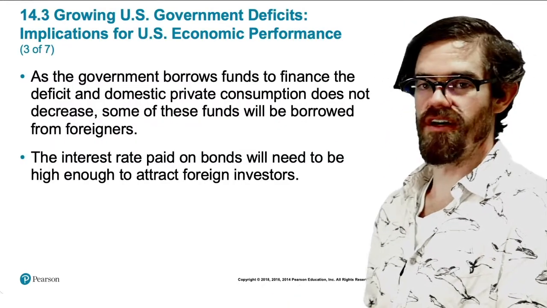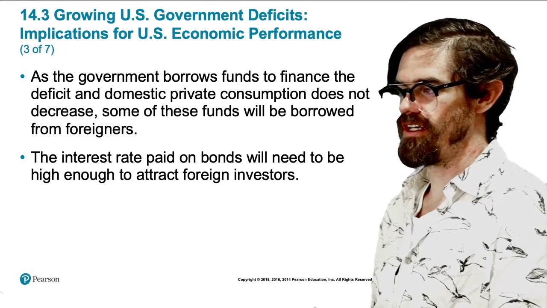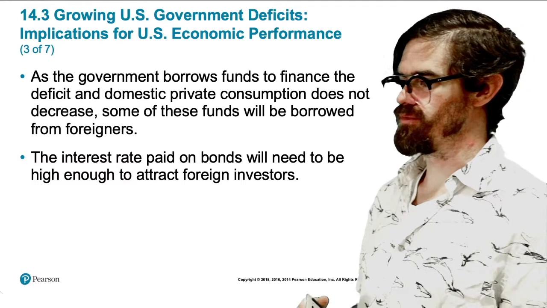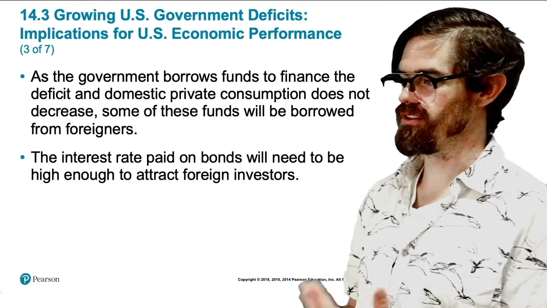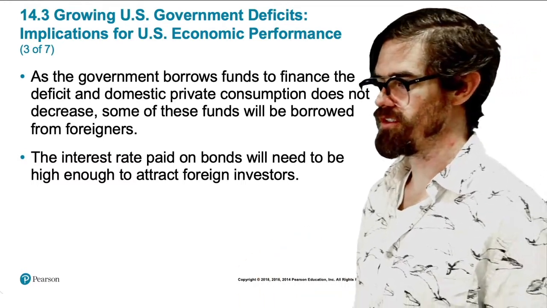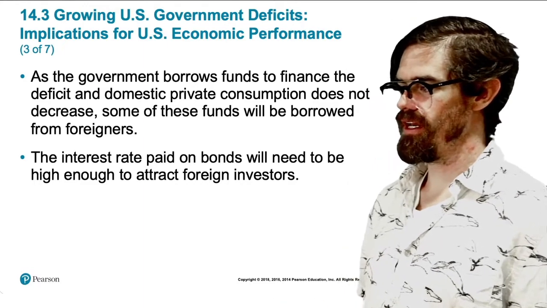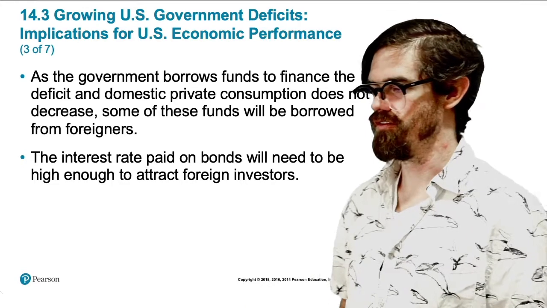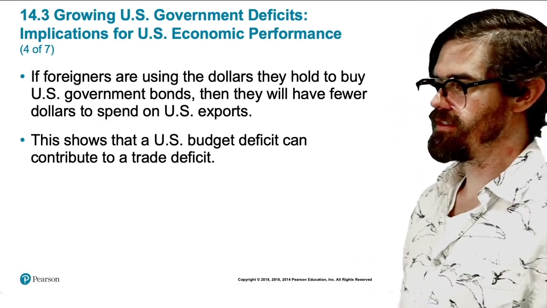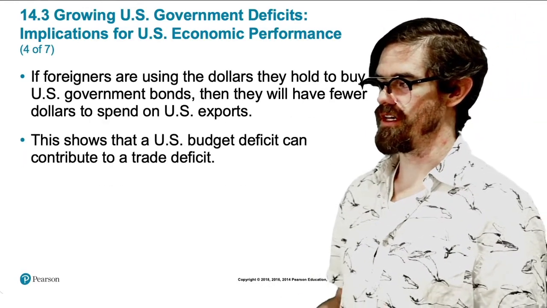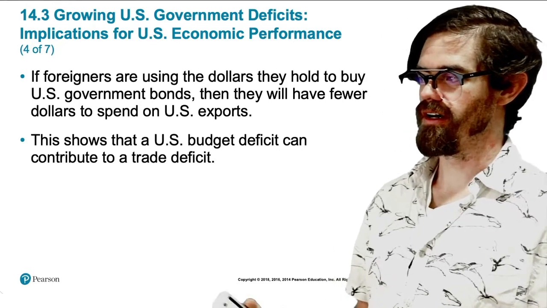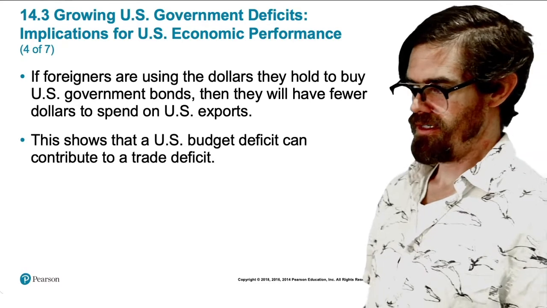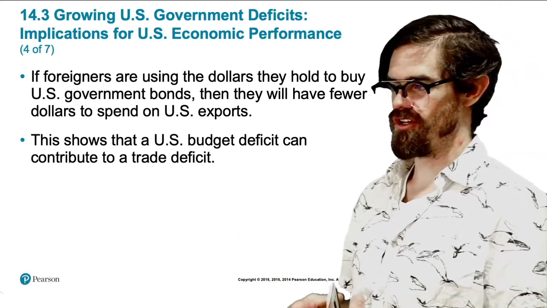But basically, as the government borrows funds to finance the budget deficit, and domestic private consumption does not decrease, some of these funds will be borrowed from foreigners. And the interest rate paid on the bonds will need to be high enough to attract these foreign investors. Now, if foreigners are using the dollars that they hold to buy government bonds, then they have fewer dollars to spend on our exports. And so this is kind of where the relationship is coming in.